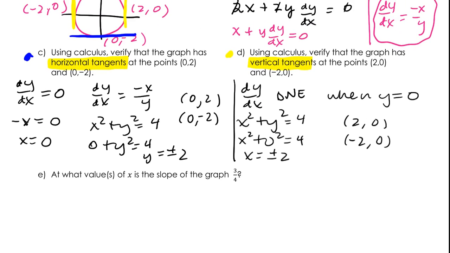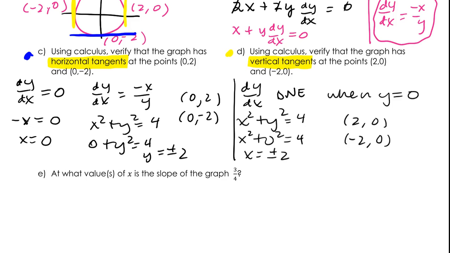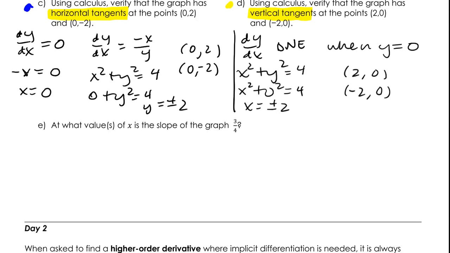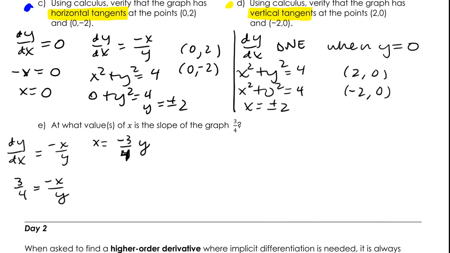Okay, now the next part says, at what values of x is the slope 3/4? Well, we have an equation for the slope. Remember, it's dy/dx, and that's negative x over y. So they're saying when is this 3/4? So 3/4 is negative x over y. So that means x would be negative 3/4 y. All I did was multiply both sides by y.